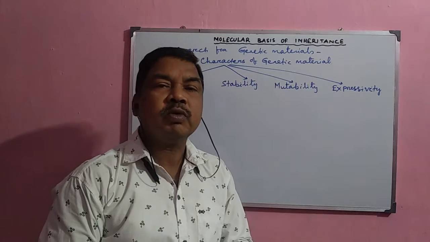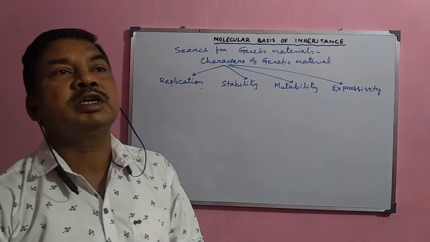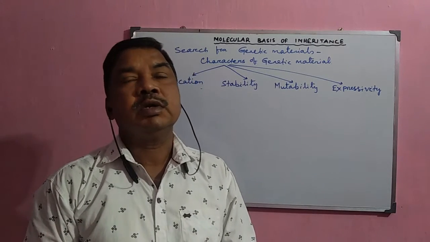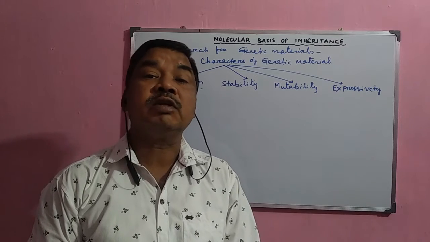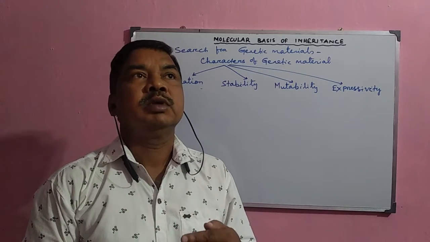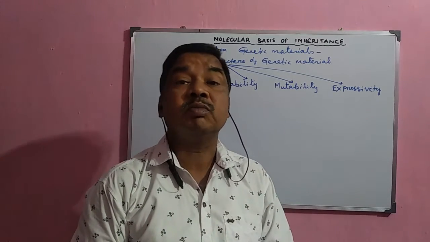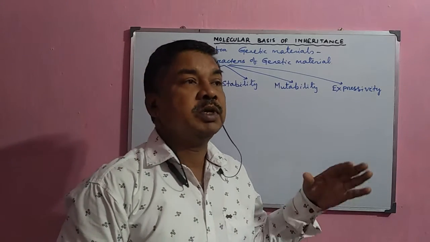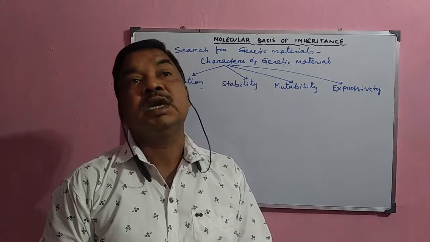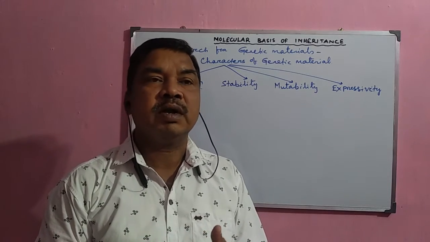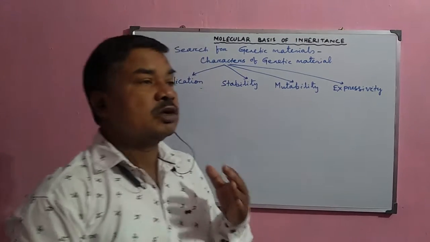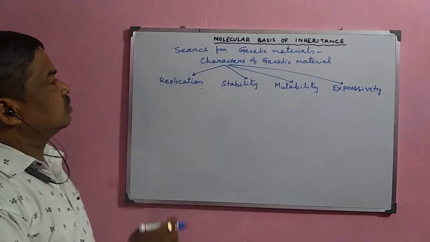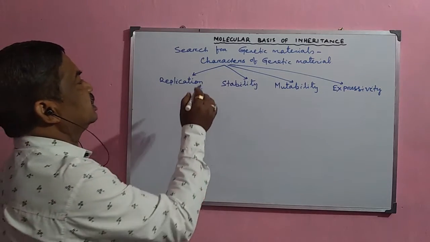Before going to the search for the genetic material, we must know about the characters of that particular material. What should be the characters of this genetic material so that we can search for it? If it is present inside the body, inside the cell, or inside any part, then we must know this character. Now, what should be the character of this genetic material?